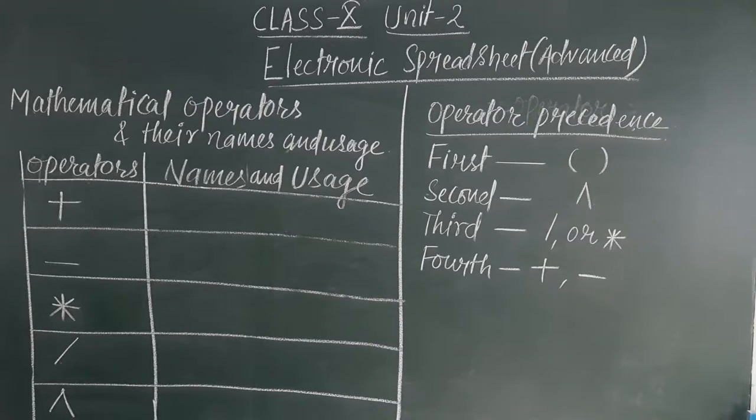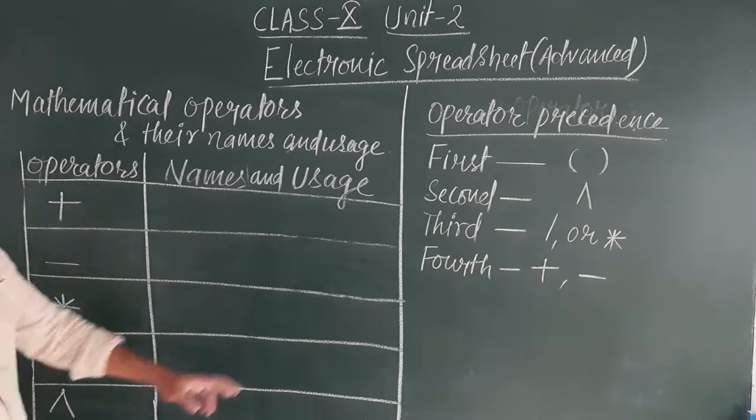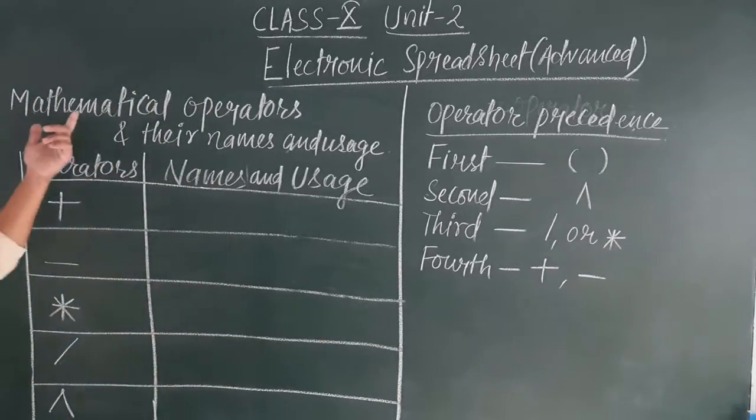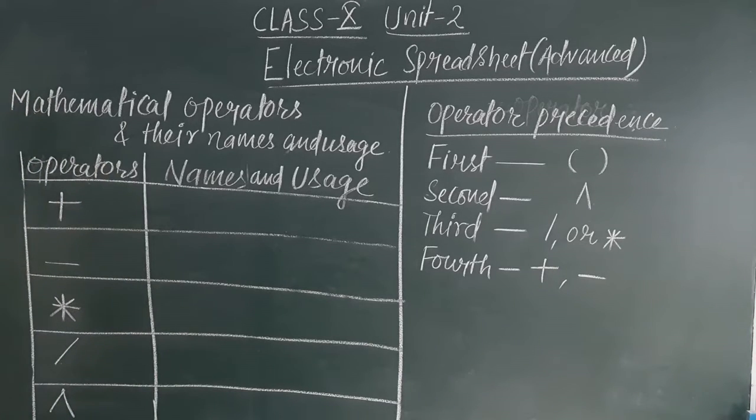Okay, so let us come to the next topic of our discussion, that is mathematical operators, their names and usage, and the operator precedence of various mathematical operators. Now we will take both these terms one by one. As in your previous class, as in your lower classes mathematics, you might have already learned all these things. But a few of the operators which we are going to use will be new for all of us.